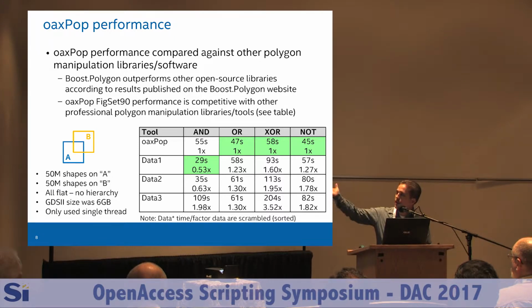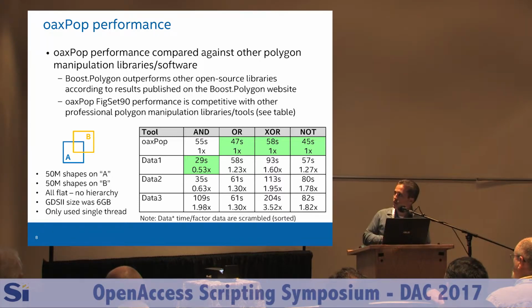And what I did was I highlighted the best performance out of the set for the primitive operations AND, OR, XOR, and NOT. And as you can see, oaxPop was the fastest performance in all categories except for the AND, but at least with a few there. But I think the takeaway here is that it is competitive. It's able to do what it needs to do very quickly.